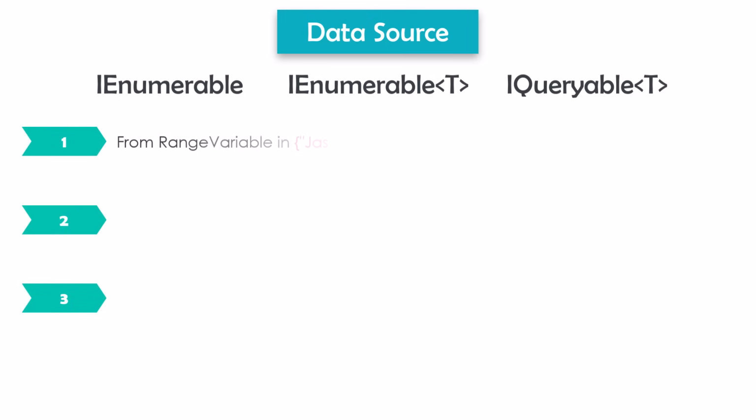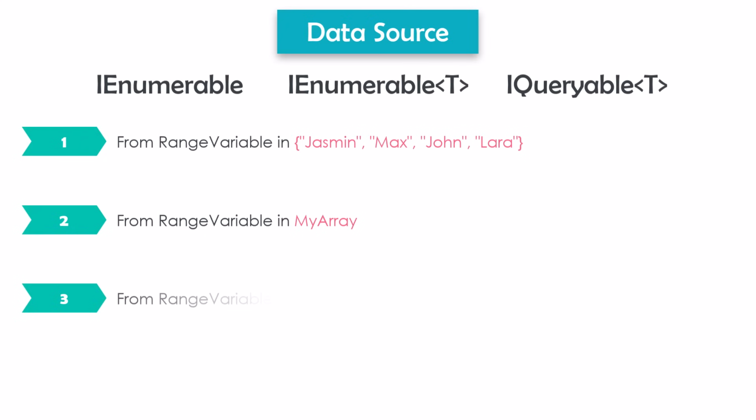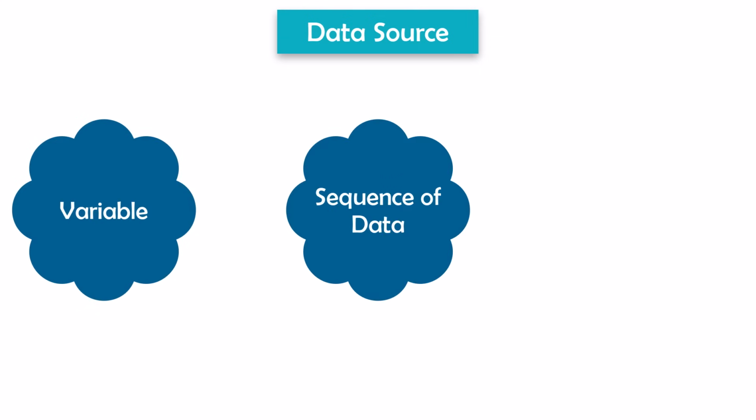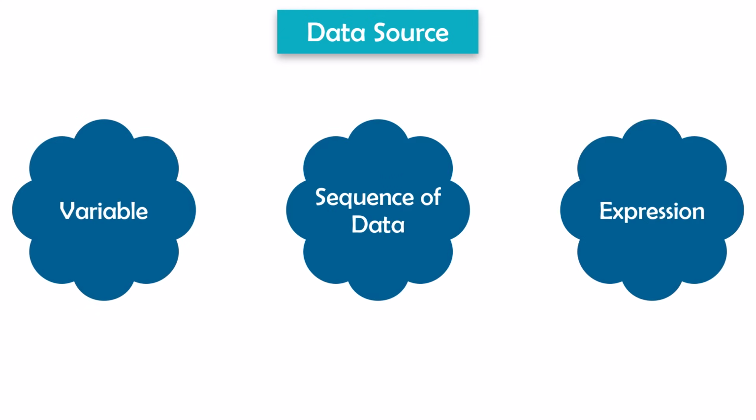Either we write the data directly here, for example the following string array. Or we could have the data in a variable. In this case we can use the variable, like this one. Or using an expression, for example the following string variable with the function split. The output of this expression is a string array. It means I used an expression that returns a value, which must be of type IEnumerable of T or IQueryable of T. In summary, we can set the data source in three different ways. Either as a variable, or as a sequence of data, or as an expression which returns data.